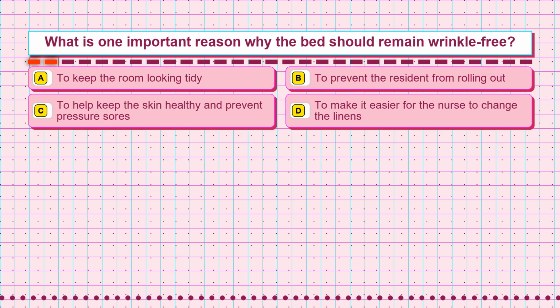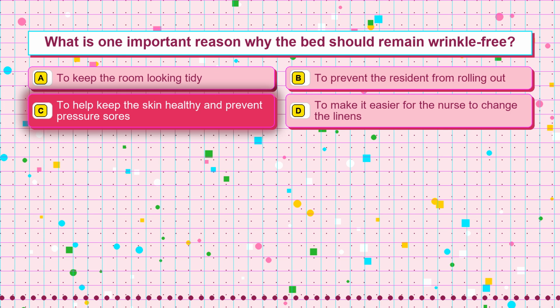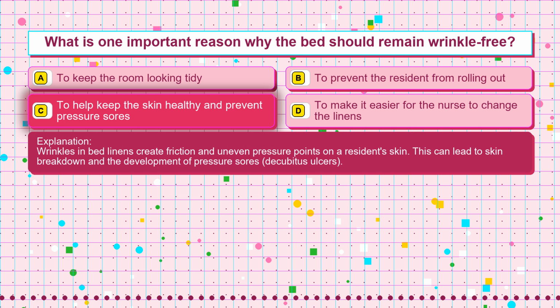Question 48. What is one important reason why the bed should remain wrinkle-free? Option A, to keep the room looking tidy. Option B, to prevent the resident from rolling out. Option C, to help keep the skin healthy and prevent pressure sores. Option D, to make it easier for the nurse to change the linens. The correct answer is option C. Wrinkles in bed linens create friction and uneven pressure points on a resident's skin. This can lead to skin breakdown and the development of pressure sores, decubitus ulcers.